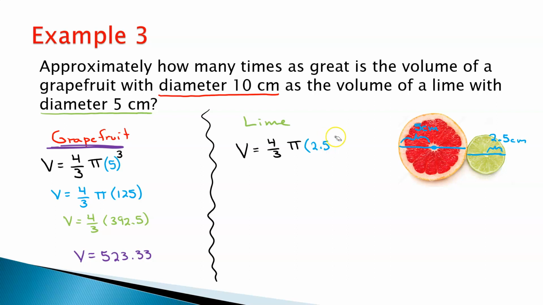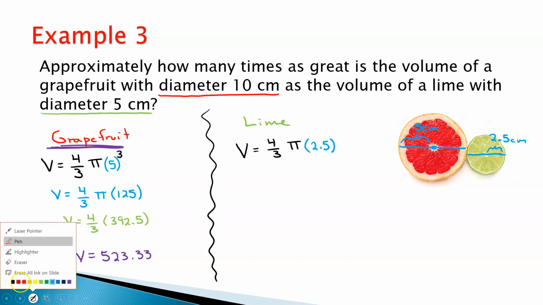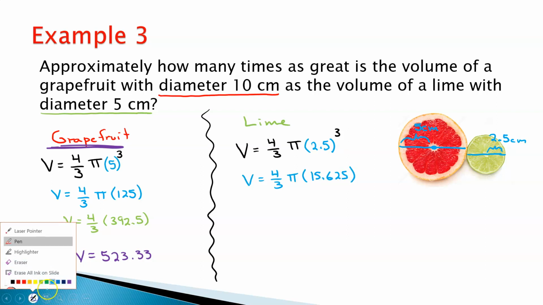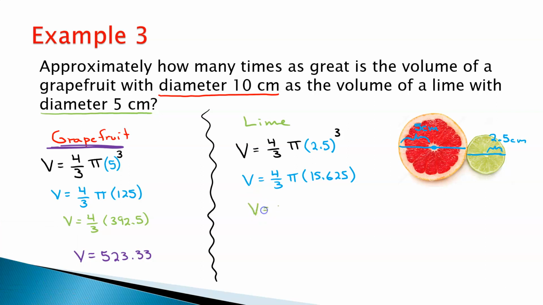So we're going to say 2.5 for r, to the third power. Okay, well, let's actually start to work this out. What is 2.5 to the third power? 2.5 times 2.5 times 2.5. That gives me 15.625. So volume is equal to 4 over 3 pi times 15.625. Let's multiply that by pi. Let's multiply that by 3.14. So what do we get? What is 15.625 times 3.14?